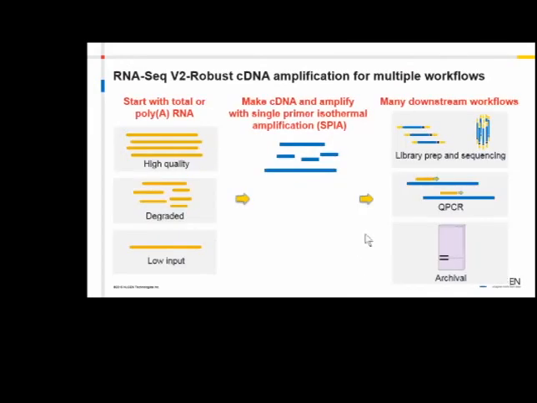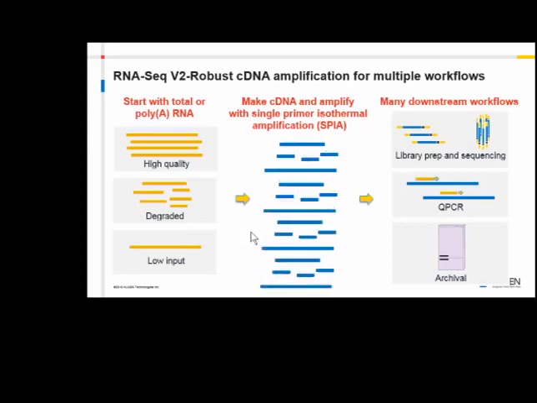So with this technology, you can start with high quality and degraded samples, lower inputs, and both total and poly-A RNA. And the cDNA is created and amplified with the single primer technology. So again, this means that the stoichiometry of the sample is better preserved because it's a non-PCR amplification. And then the product can be used with many downstream workflows, so not only library prep and sequencing, but also qPCR and sample archival.